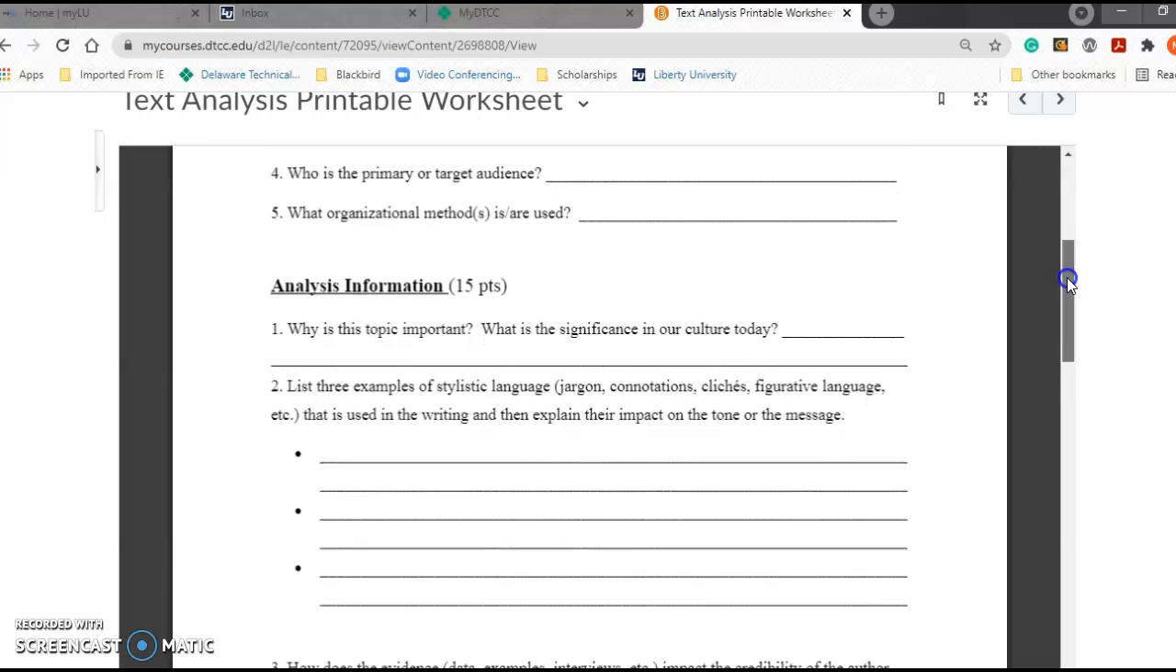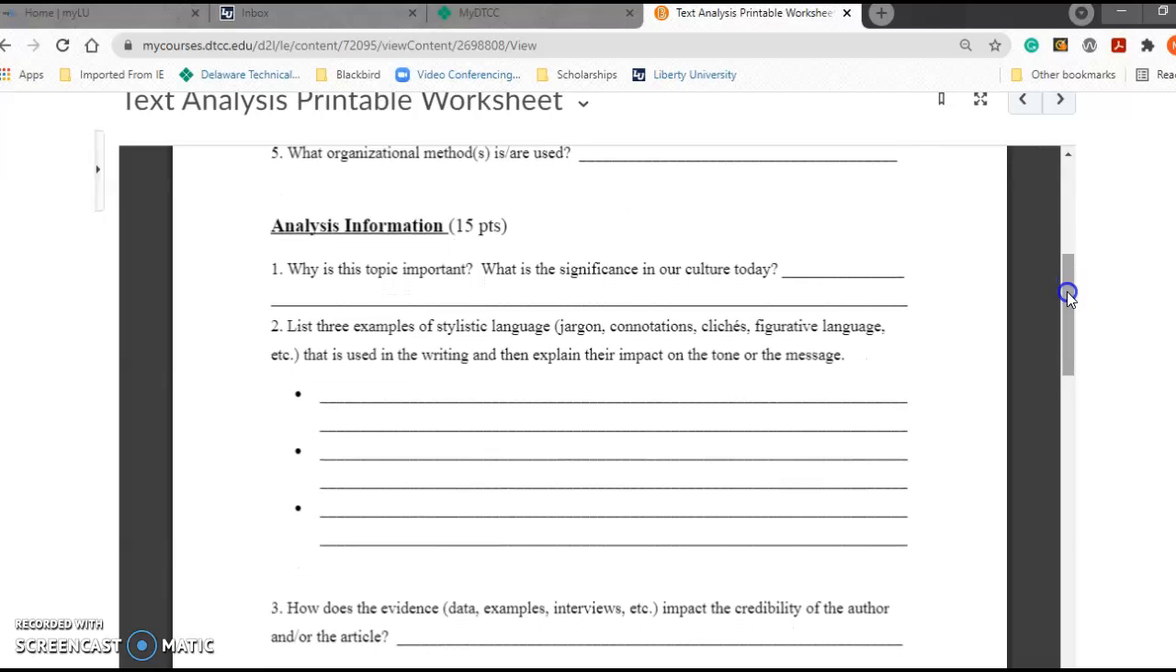Then there's the analysis information. So why is the topic important? So why is the topic of the article important? What is its significance to our culture today? List 3 types of stylistic language (jargon, connotation, cliches, figurative language) that you see in there.